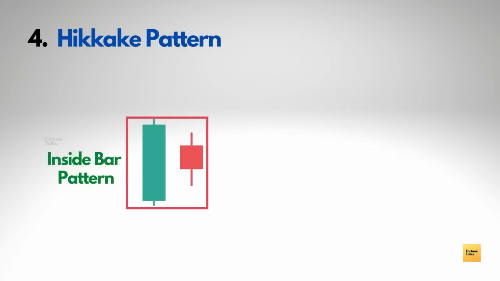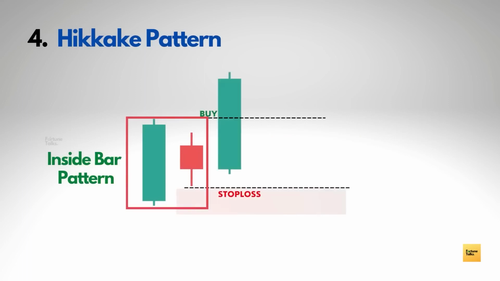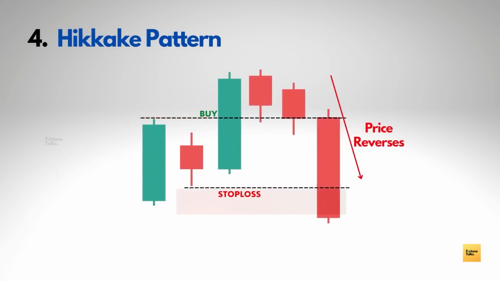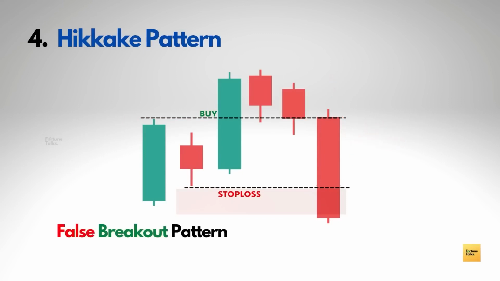You identified an inside bar and you are hoping that the market will go higher, or simply you have a bullish outlook. So you go long when the price breaks above the highs of the inside bar. But the next thing you know, the market does a 180-degree reversal and collapses lower, and you are now in deep loss. Now this is what we call a Hikake pattern, which is a false breakout pattern.